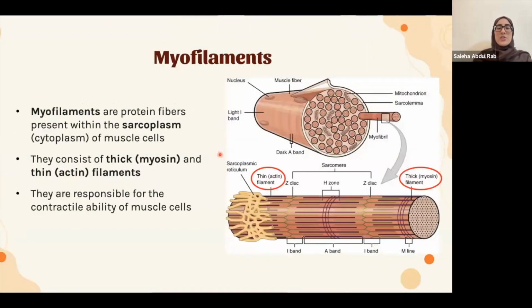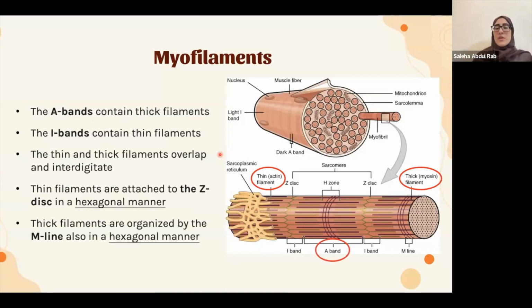All right. So starting with what a myofilament is: a protein fiber present within the sarcoplasm of muscle cells, and it's made of two things, myosin and actin. And these filaments are responsible for the contractile ability of cardiac muscle cells. They overlap, and when they contract, they move like this, which then causes the muscle cell or the whole entire muscle tissue to contract together. And when these actin myosin filaments relax, they move apart like this. And that is what causes the muscle tissue to relax and to loosen, if you will.